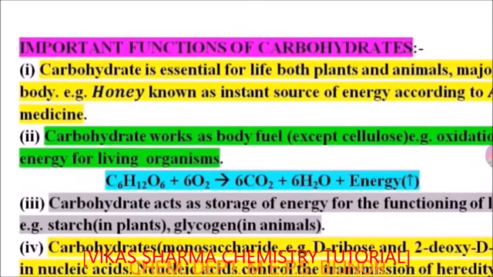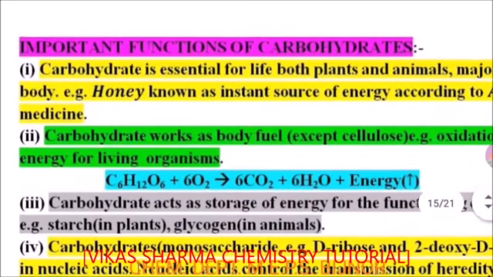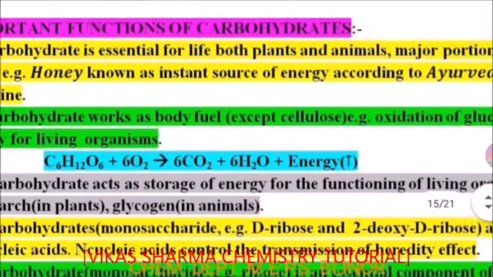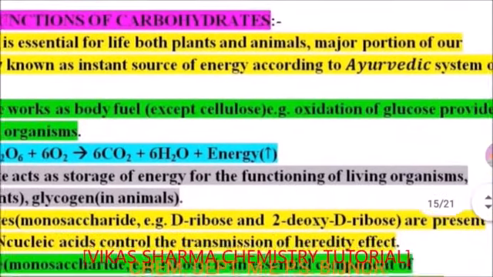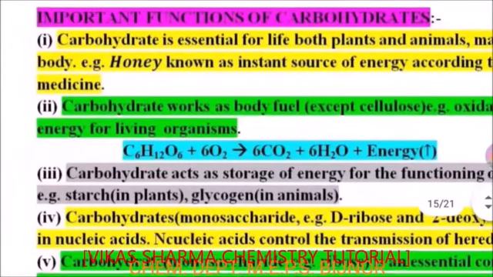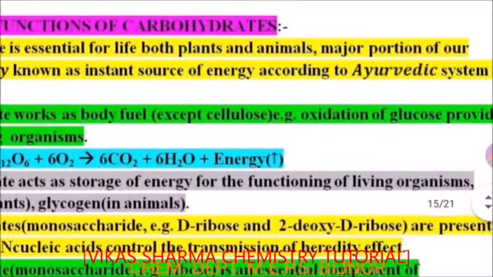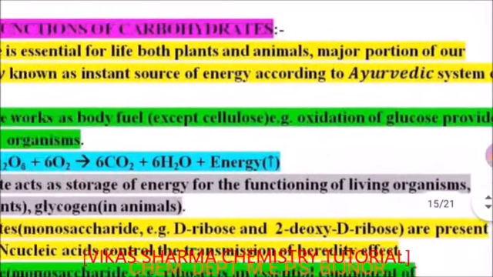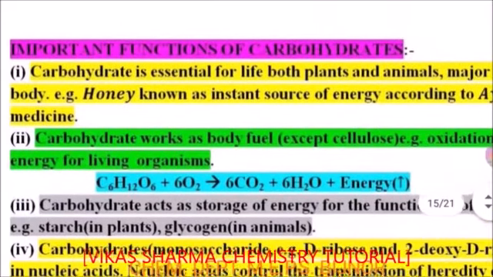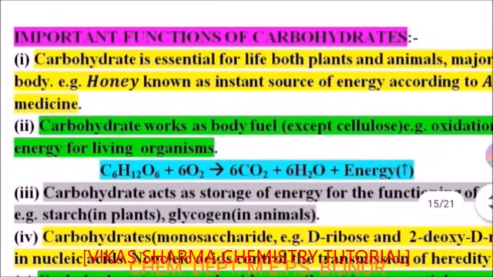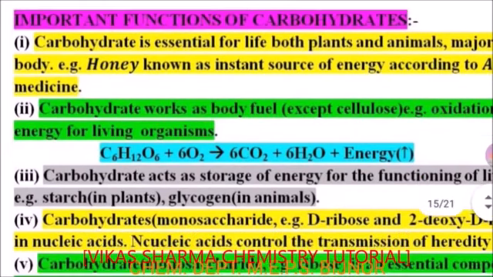So the next topic is the important functions of carbohydrates. Carbohydrates are essential for life, in both plants and animals. They form a major portion of our body. For example, honey is known as an instant source of energy according to the Ayurvedic system of medicine. Various Ayurvedic medicines are given combined with honey, because honey gives instant energy, meaning it gives glucose units easily under hydrolysis conditions.